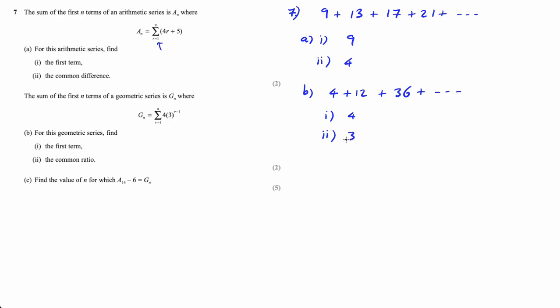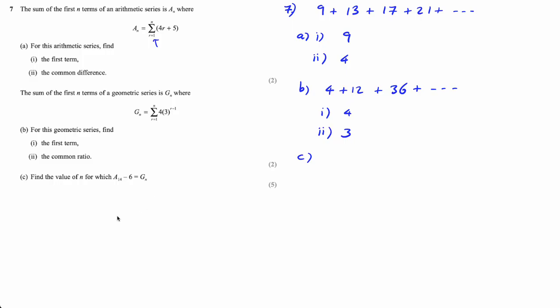Again, without expanding it out like that, it's literally just that 3 there and the 4 is there. But yeah, I always say it's beneficial to expand out like that. Okay, then he says, find the value of n for which a14 minus 6 equals g of n.